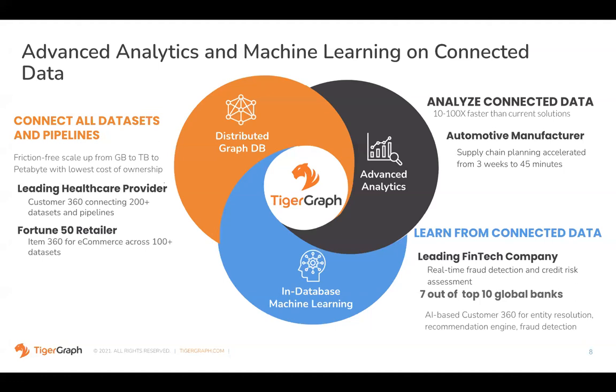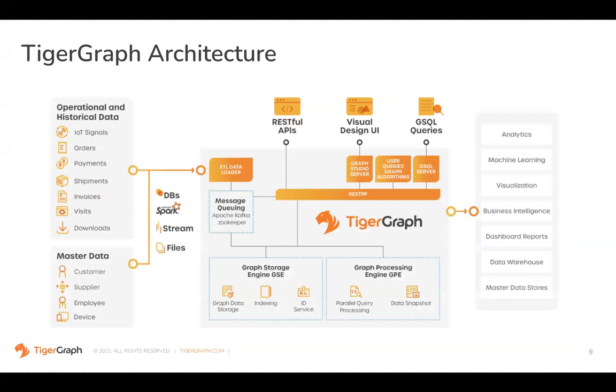Actually, 7 out of the top 10 global banks use TigerGraph for various entity resolution, recommendation, and other use cases. So as you can see, TigerGraph is trying to bridge that other half of the advanced analytics quadrant, where they play a complementary role to your other traditional data management technologies. Let's take a quick look at how TigerGraph enables all these good things that I spoke about.